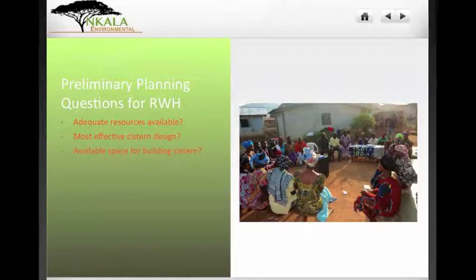The next question is how much available space there is for building a cistern. For us, we're not limited per se by space. We're in the rural area, we're in the bush, but you don't necessarily want your compound to become overrun by your rainwater harvesting system. So you have to decide how much space you're willing to dedicate to it.